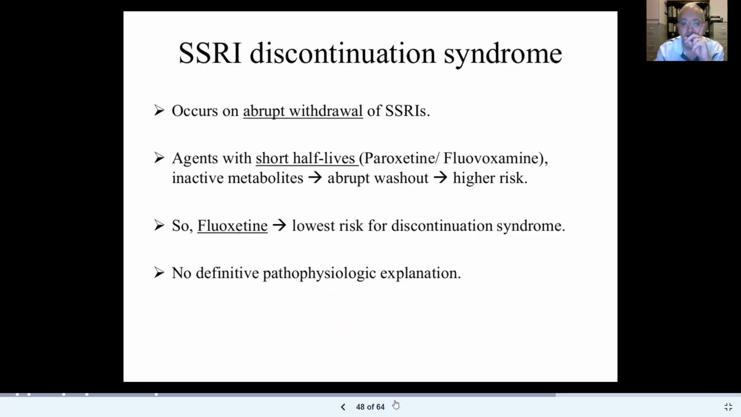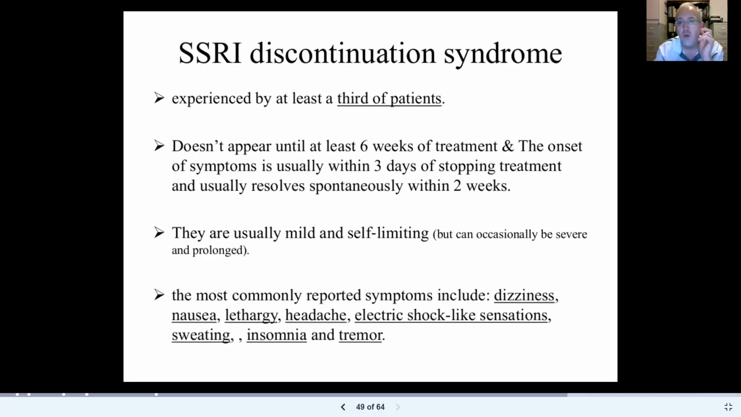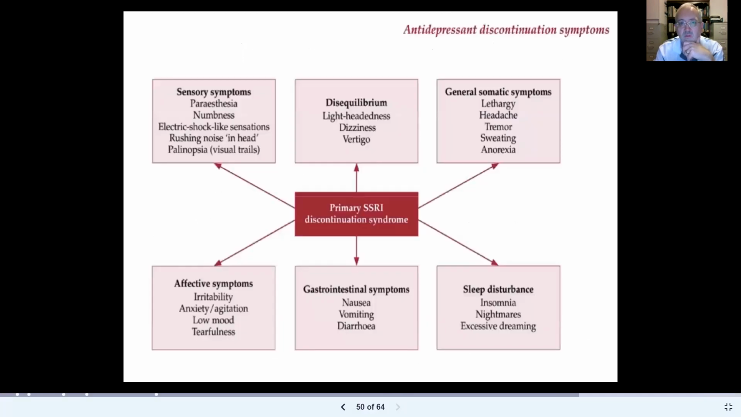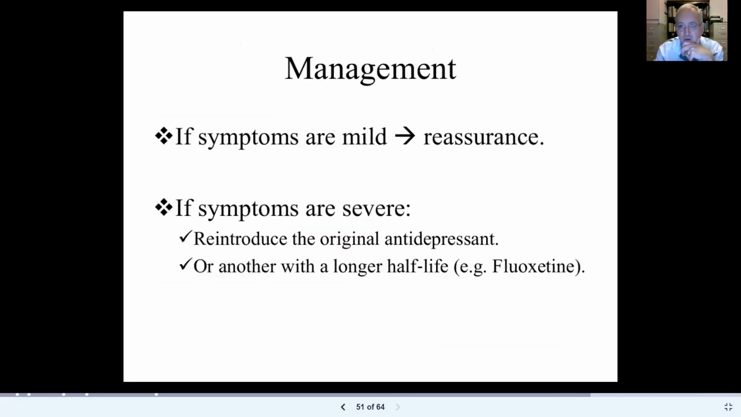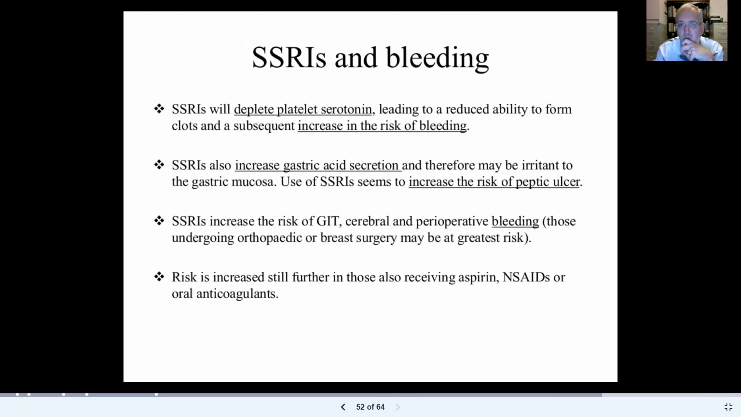There are all these details here, but I'm going to skip over them, because what I just want you to realize is that with psychiatric medications, there can be a real danger if you stop them abruptly.